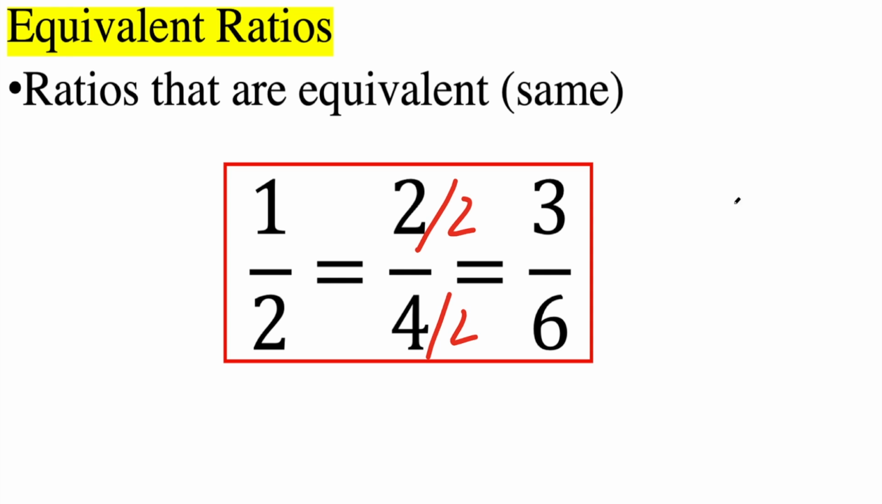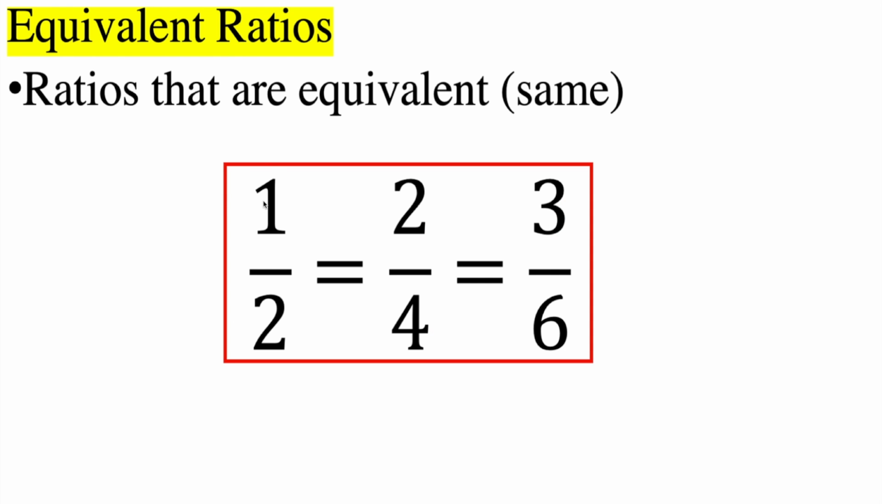Same idea for this one. If we were to divide this piece by 3, divide this piece by 3, 3 divided by 3 is 1, and 6 divided by 3 is 2. They're all equivalent. Another way to really think about this is 1 divided by 2 means this.